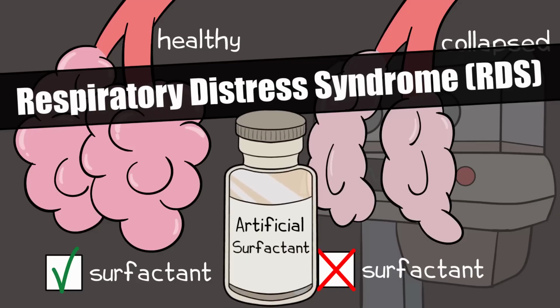But now, due to better understanding of this, artificial surfactants can be used to treat premature infants, and it saved the lives of many.